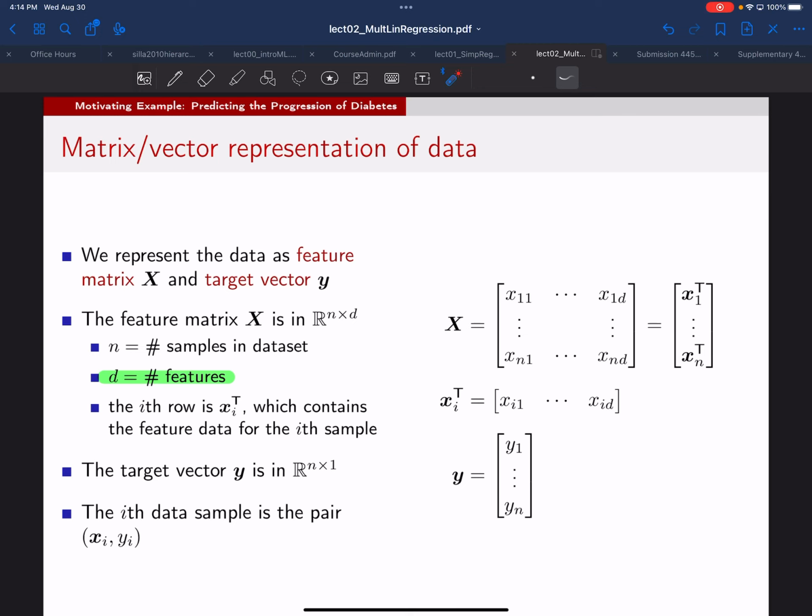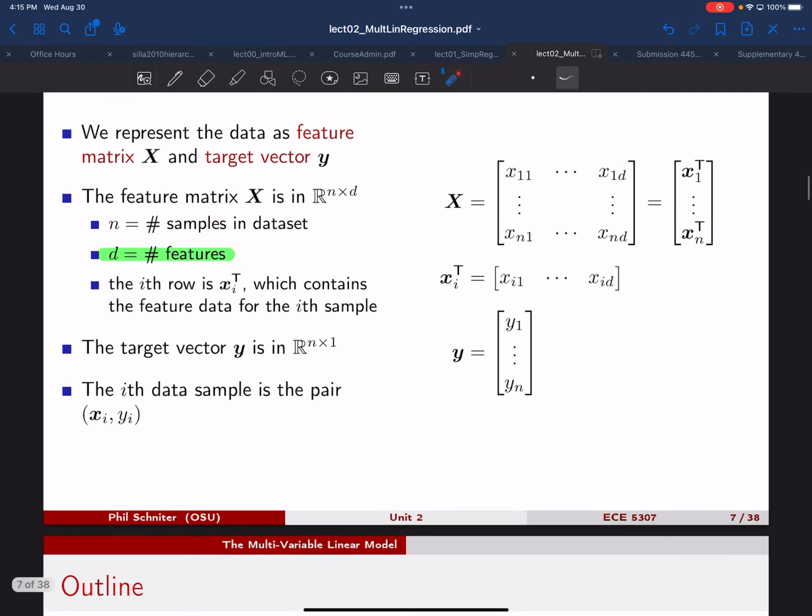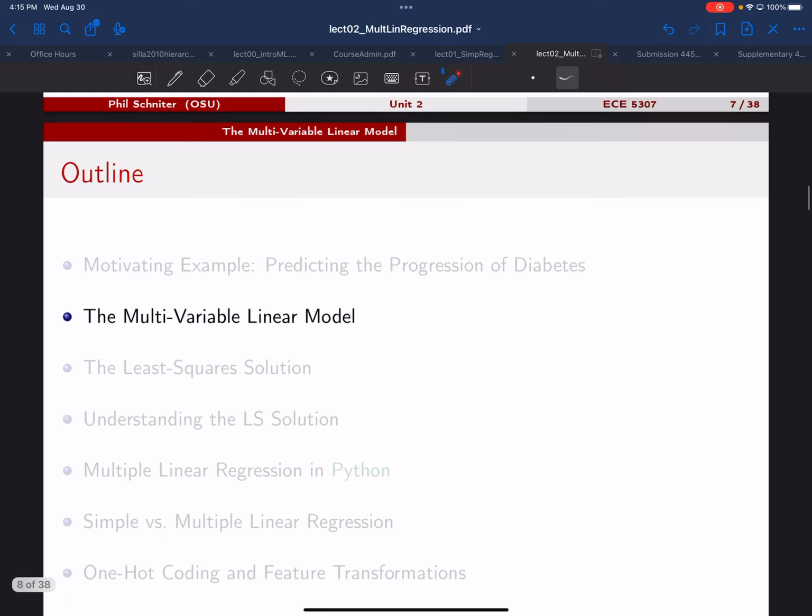Okay, and then our targets look just like before. This is a column vector with n samples. For each feature vector, we have a corresponding target scalar. Okay, so that's how we're going to represent our data, again, all throughout the term.